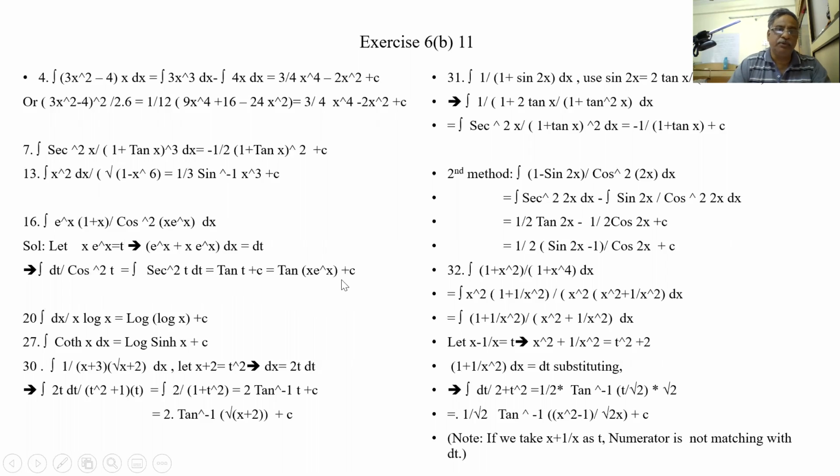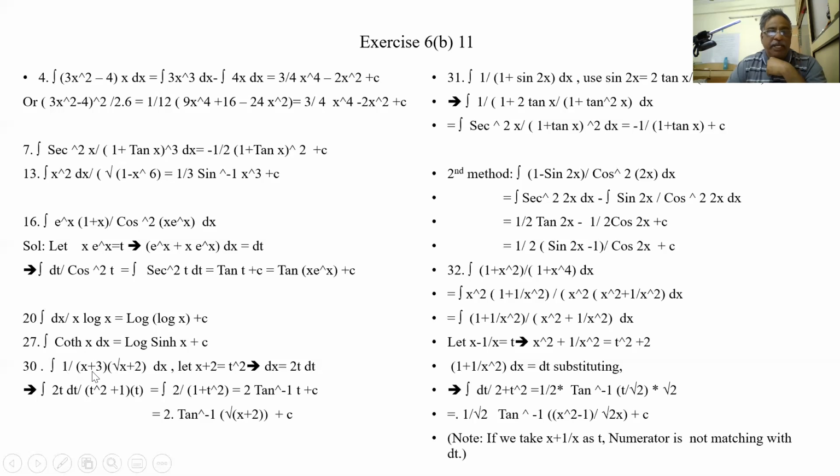Okay. Now we go to the next one. Integral dx by x log x. 1 by x is the derivative of log x. So this becomes log of log x. When you differentiate it, 1 by log x into 1 by x. So integral cot x dx. It is log sin x, and its derivative is 1 by sin x into cos x. So this is cot x.